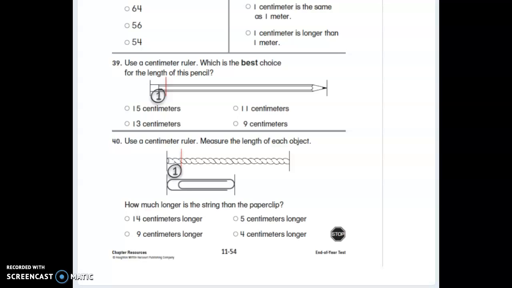Again, look at the marking that's already there for you on the test, and then think about which answer choice is the most reasonable for the length of the pencil.